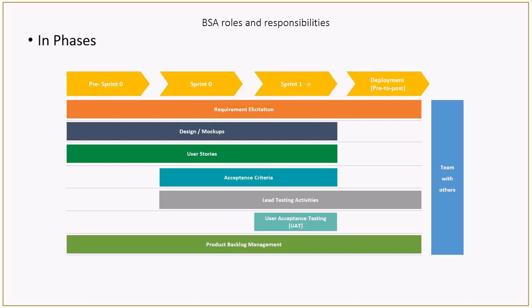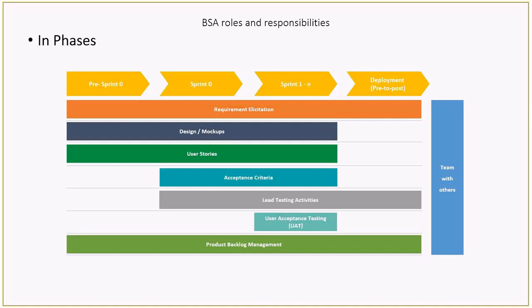Design and mockup phase, this is from pre-sprint 0, sprint 0 to sprint 1 to n. Before the beginning of each development sprint, you should be ready with the design and mockups. The next item is the user stories. User stories should also be documented and ready prior to a sprint or two. What I mean is in sprint 0, you should be ready with the user stories for sprint 1 and 2 at least.